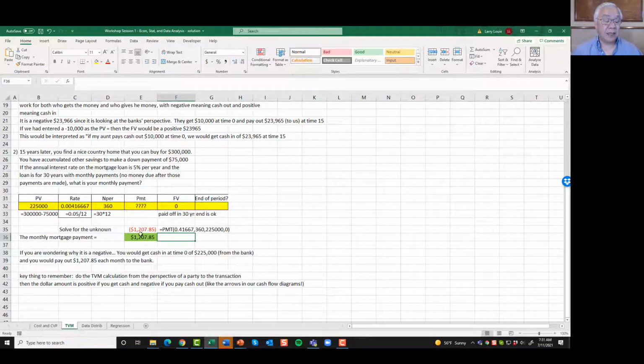When we plug those in, we get this number, $1,207.85. Now in this case, the negative makes sense because you get a loan at the beginning, you get money from the bank, and then for the rest of the period, you're going to be paying out money every month for 30 years of $1,207. So in this case, the sign actually makes sense.